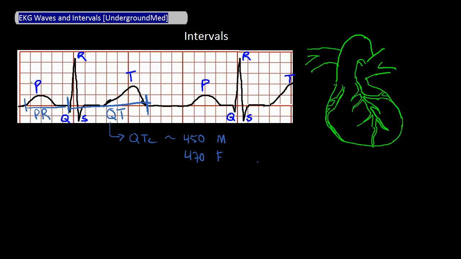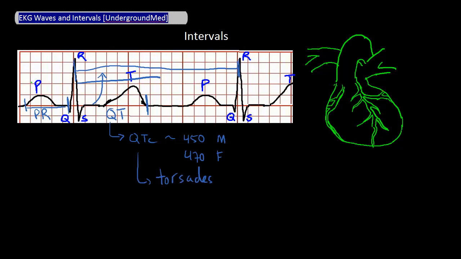Without having to memorize the numbers or any formulas, a reasonable way to determine if the QT interval is prolonged is to check to see if the QT interval is more than half as long as the R to R interval. Let me show you what I mean. Here's the distance from R to R. Compare that to the QT interval. Notice that the QT interval looks, just by eyeballing it, slightly less than half the length of the full R to R interval, which means in this case the QT interval is not prolonged. Patients with a long QTC are at risk for torsade des points.